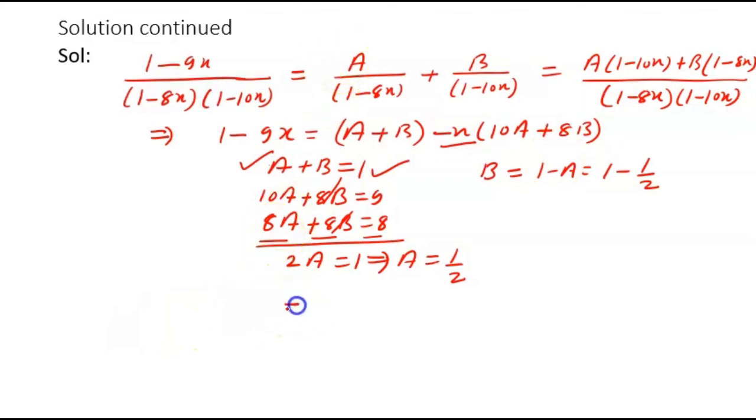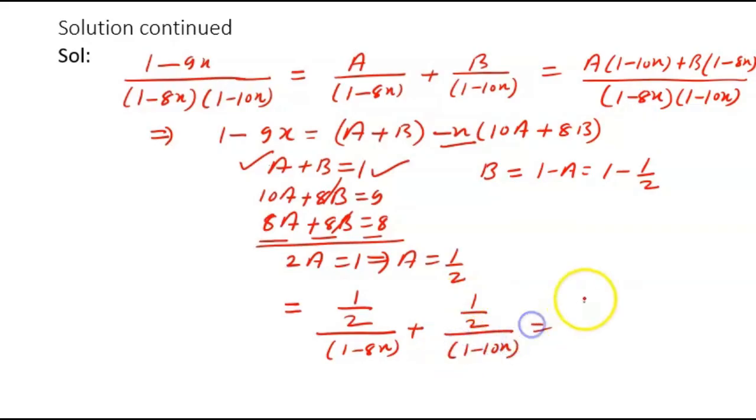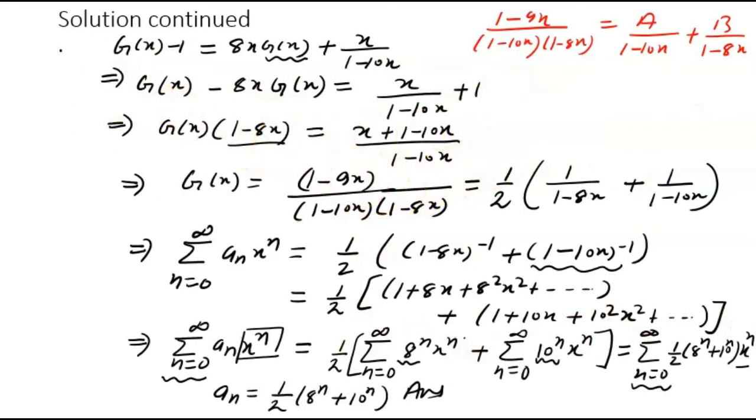So if you rewrite this expression, that is 1 by 2 by (1 minus 8x) in place of A, and in place of B I can write 1 by 2 by (1 minus 10x). Now 1 by 2 is common in both the numerators, so I can take it outside and write 1 by (1 minus 8x) plus 1 by (1 minus 10x), right? So this is what I have done directly in the previous problem, and I hope you have got it, that I was writing this expression as this expression.